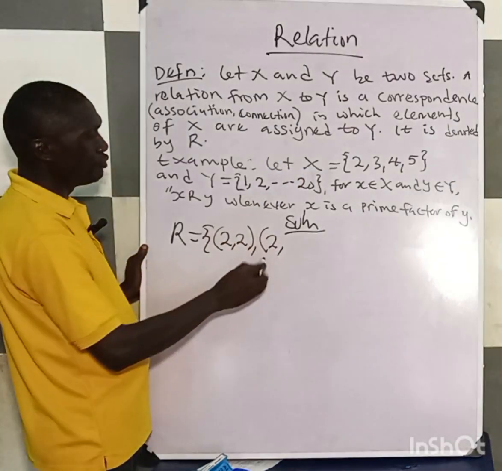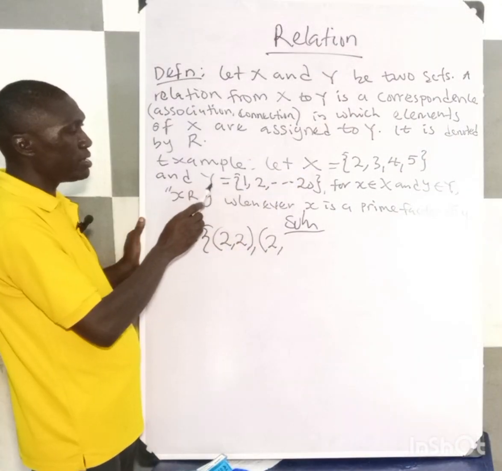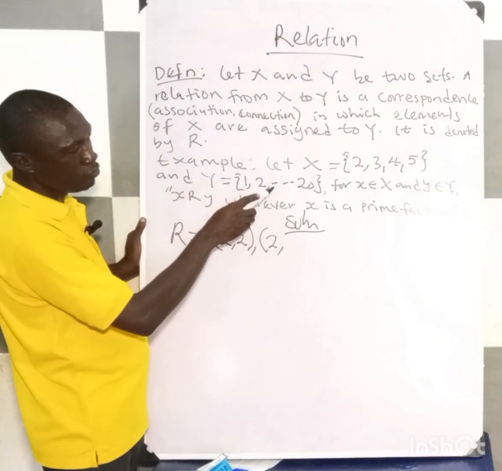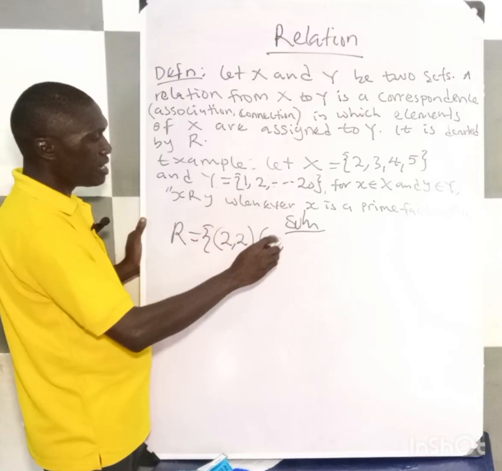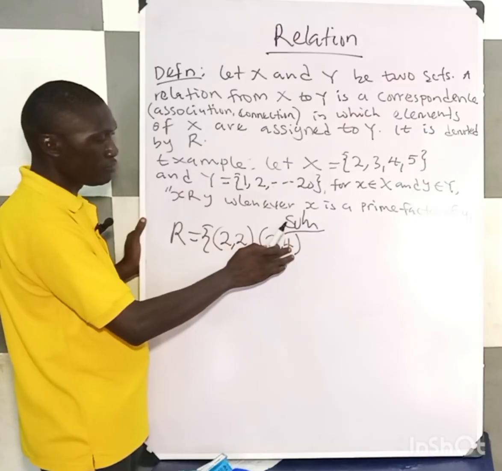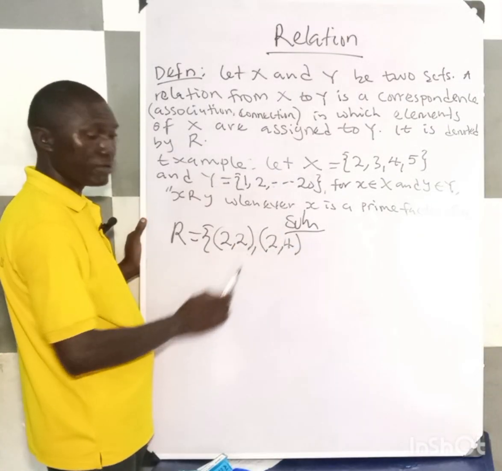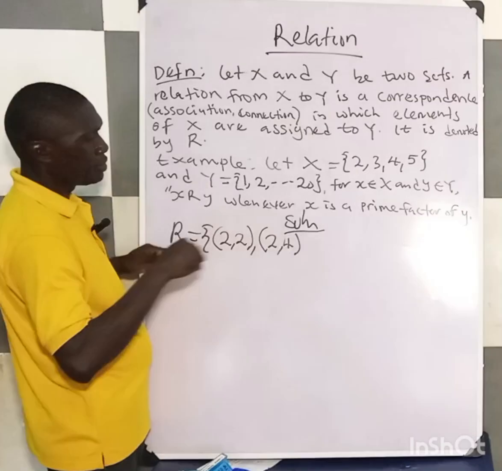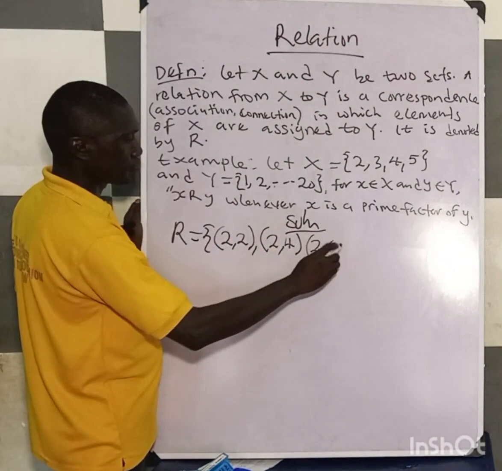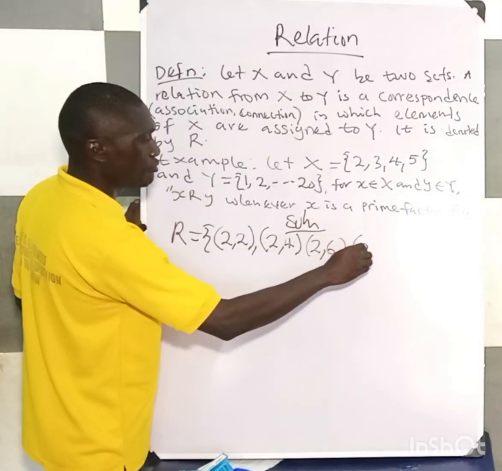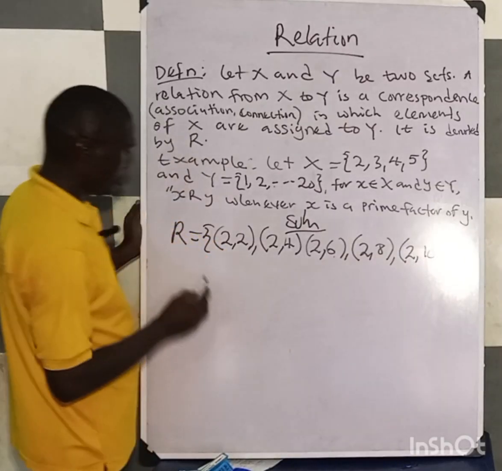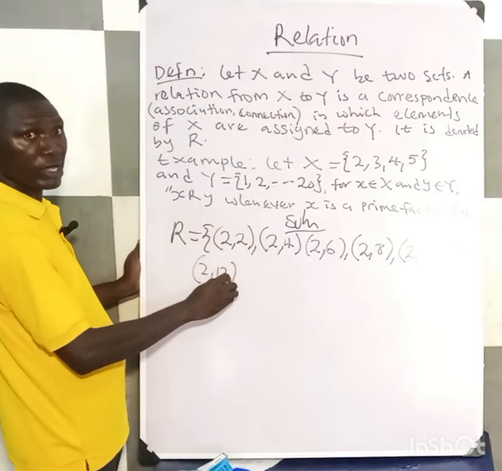We can also think about 2. After 2, remember y takes values from 1 to 20. Consider the next number that 2 can divide in set y. We have 4. Of course, 2 can divide 4, and 2 is a prime factor of 4. Then we also have 2 and 6. Of course, consider 2 and 8, 2 and 10. We have 2 and 12.